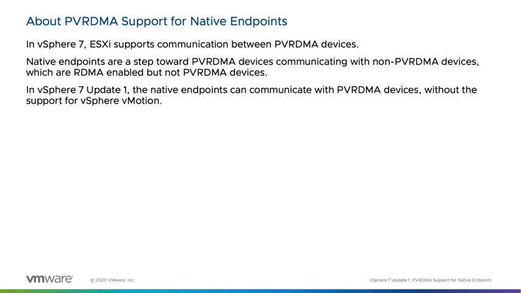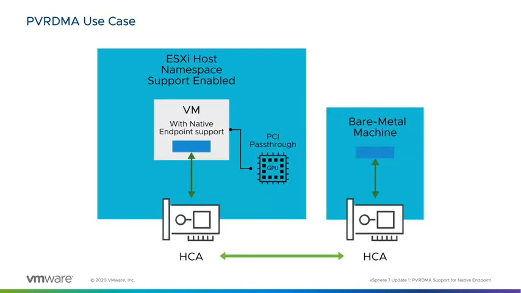The following is an example of a PVRDMA enabled virtual machine using native endpoint support to communicate using the RDMA protocols to a bare metal machine. The ESXi host that the virtual machine is running on must be enabled for RDMA namespace support. There are additional requirements for native endpoint support in vSphere 7 Update 1. The virtual machine must be running virtual machine hardware version 18. The ESXi host must have namespace support enabled.